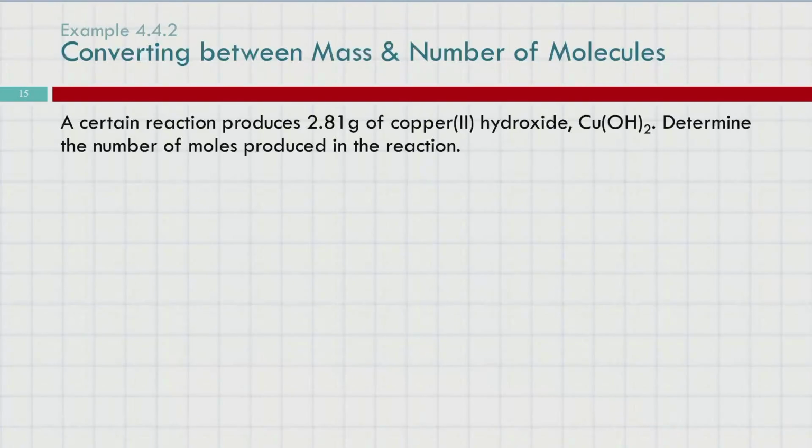All right, here's a slightly longer calculation. A certain reaction produces 2.81 grams of copper 2 hydroxide, CuOH2. Determine the number of moles produced in the reaction. I'm going to let you do this one as an exercise. So give it a shot, and we'll come back together in 2 minutes, 3 minutes.